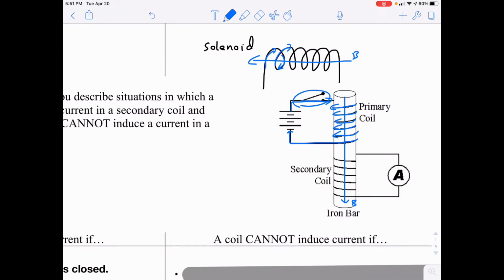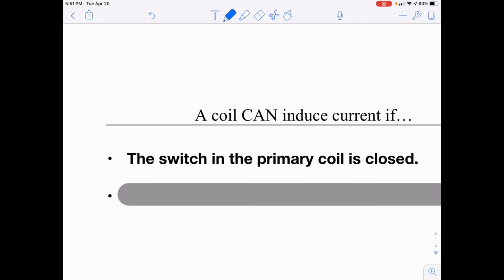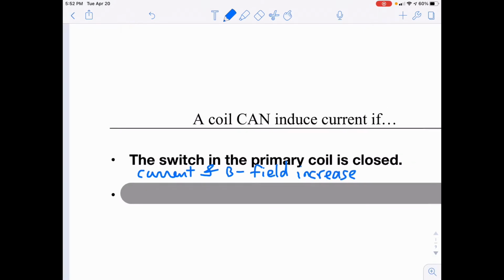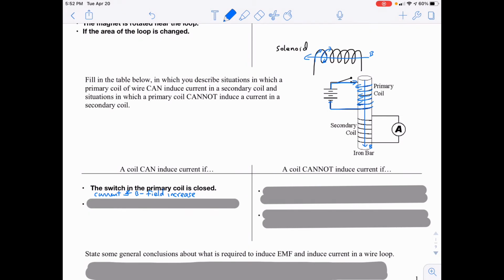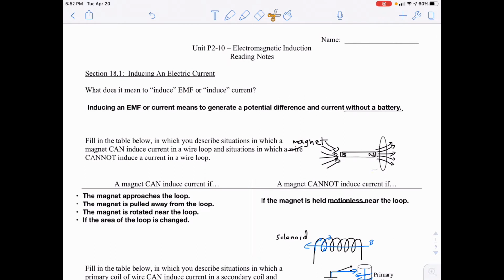As soon as we close the switch, current and magnetic field both increase right there on the spot. Current and magnetic field increase as soon as you close the switch. Therefore, we saw earlier that if we take the magnet and pass it through the loop, you're increasing the magnetic field lines that pass through the loop as you approach, okay?